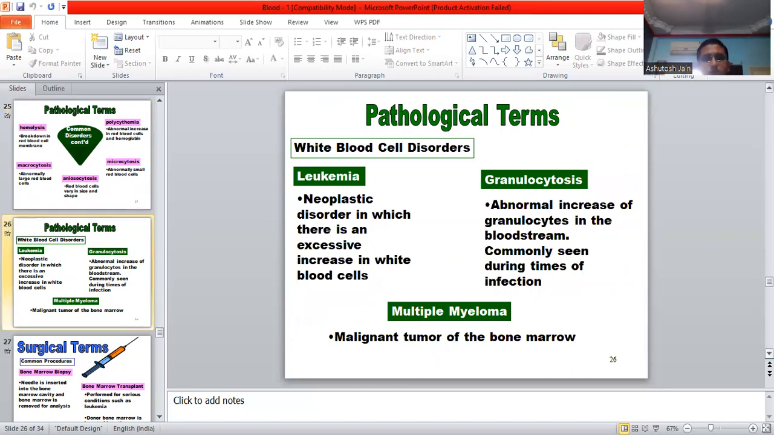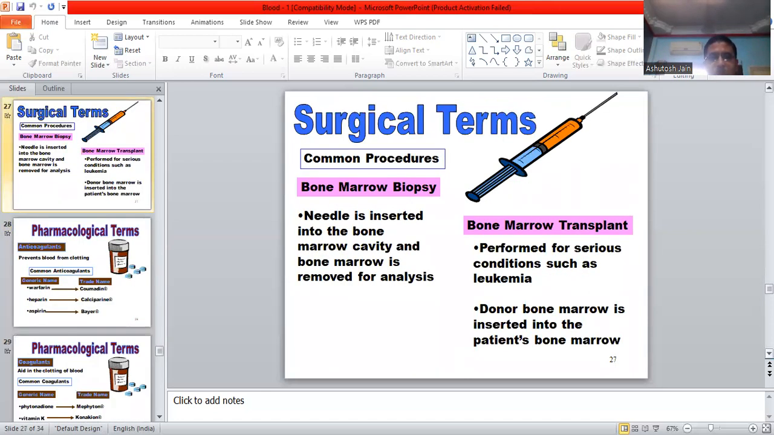White blood cell disorders. Leukemia, a neoplastic disorder in which there is an excessive increase in the WBCs. Granulocytosis, an abnormal increase of granulocytes in the bloodstream, commonly seen during times of infection. Multiple myeloma, a malignant tumor of the bone marrow. Surgical terms, common procedures: bone marrow biopsy, a needle is inserted into the bone marrow cavity and bone marrow is removed for analysis. Bone marrow transplant, performed for serious conditions such as leukemia. Donor bone marrow is inserted into the patient's bone marrow.